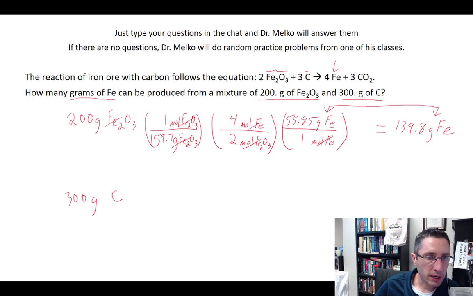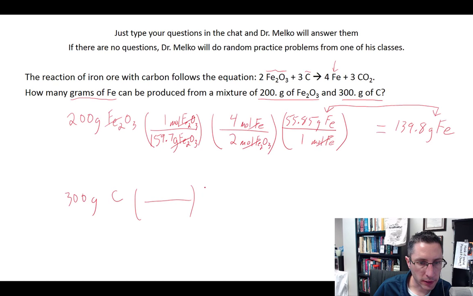Okay, so from that 200 grams of iron oxide, I could make a possible 139.8 grams of iron, if there was enough carbon to completely react with that iron oxide. Alright, so let's go through and do the same sort of stoichiometry, starting with the other reactant.